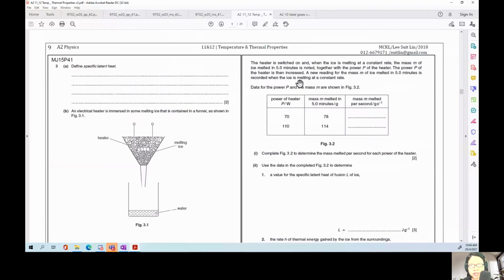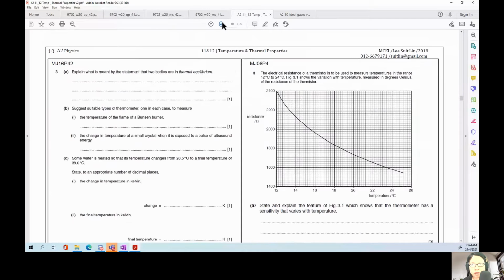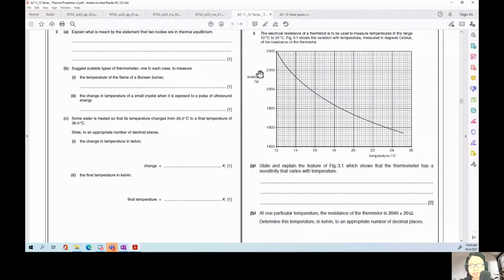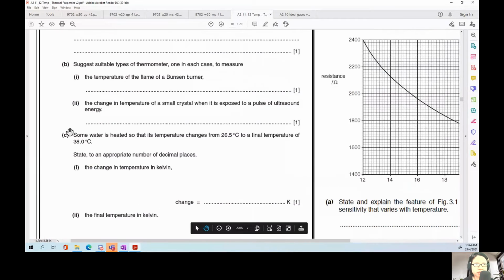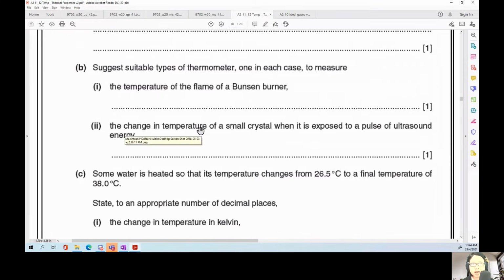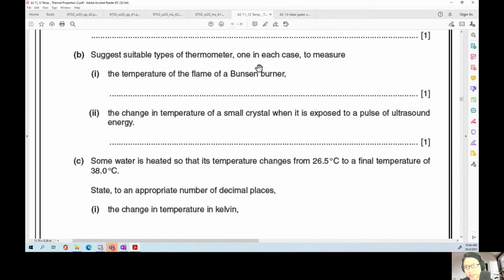All right. So the questions are always, I will go up and show you a calibration one. So this is a calibration question. They are very rare. Okay. So when they ask for thermometers, for example, they will say things like, explain what is meant by the statement of two bodies in thermal equilibrium. Okay. What thermometer should be used to measure the flame of a Bunsen burner? What thermometer should be used to measure the temperature of a small crystal when exposed to the pulse of ultrasound?